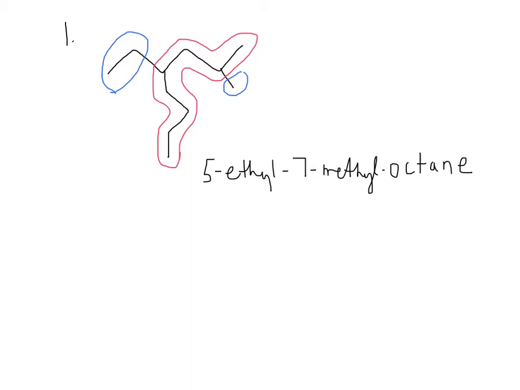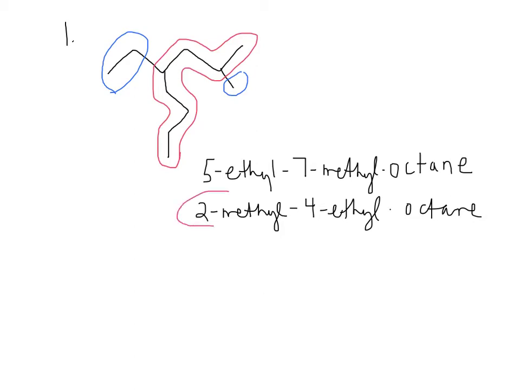The other way to do it would be to start with the numbering on the top, and that would make the methyl in the 2 position. So it would be 2 methyl, and then 1, 2, 3, 4 ethyl octane. And we're going to pick the lower one because the 2 and 4 are less than the 5 and 7.